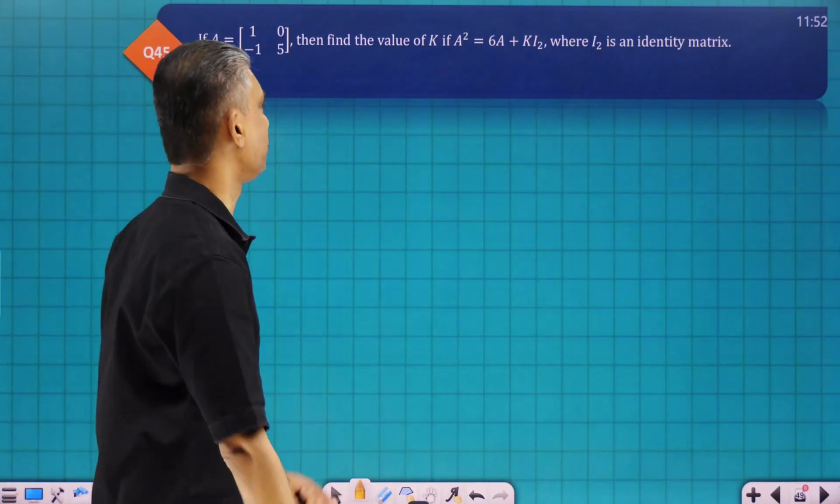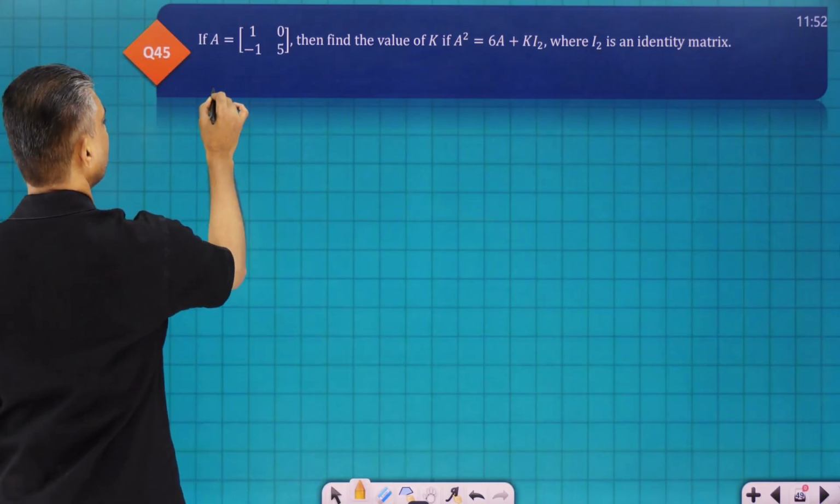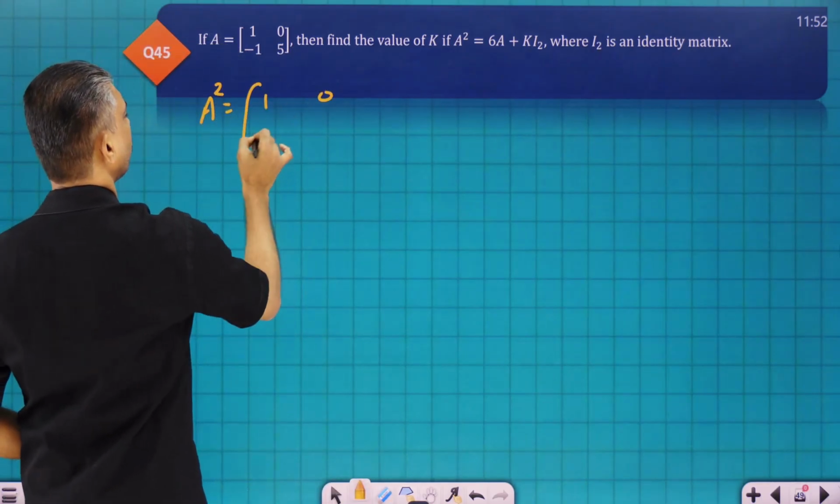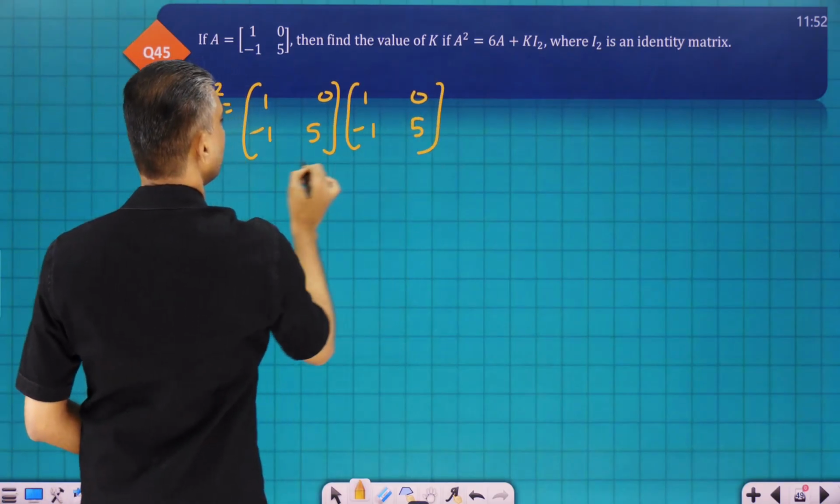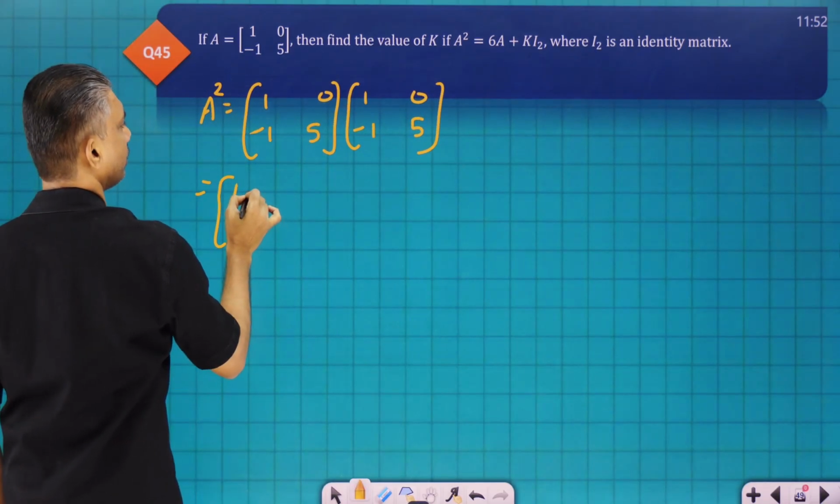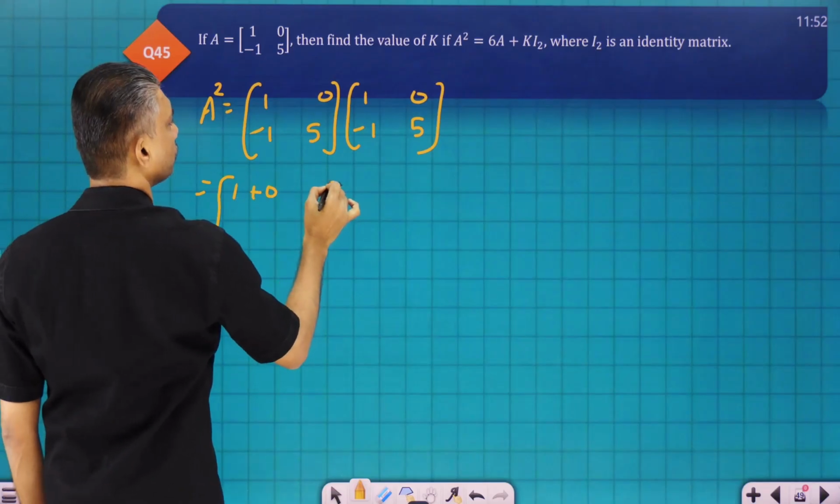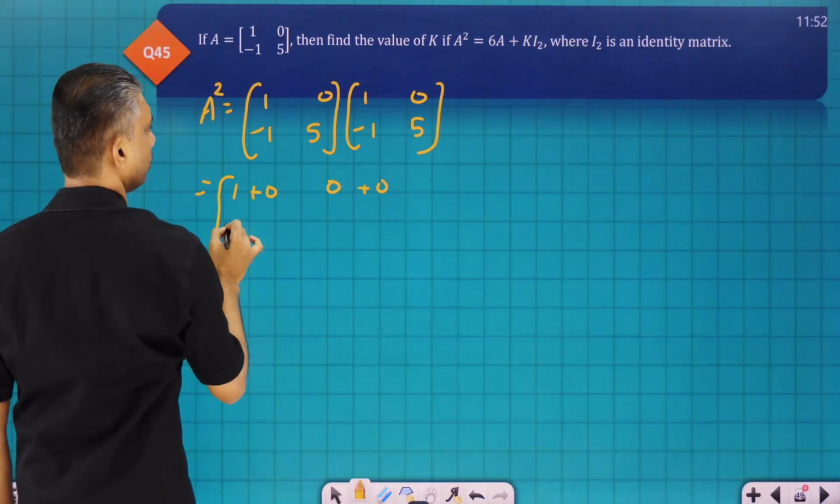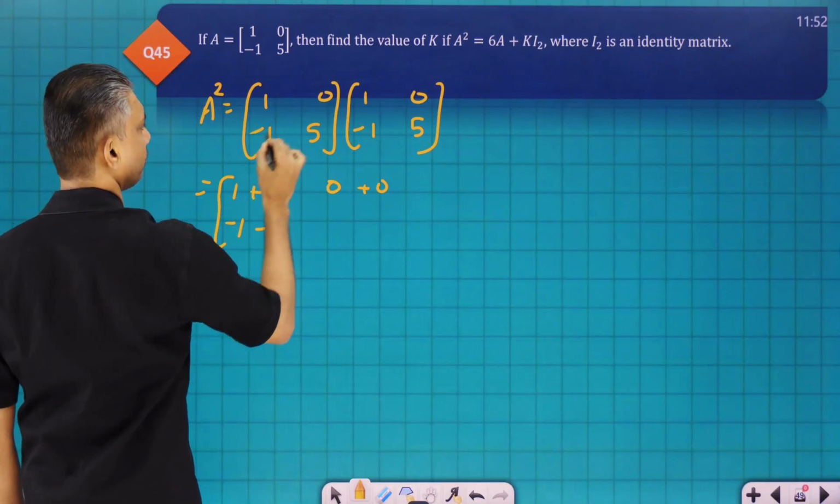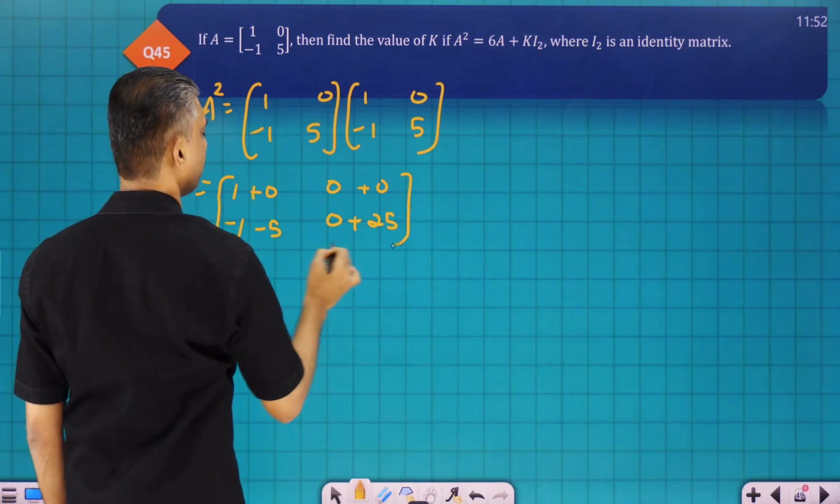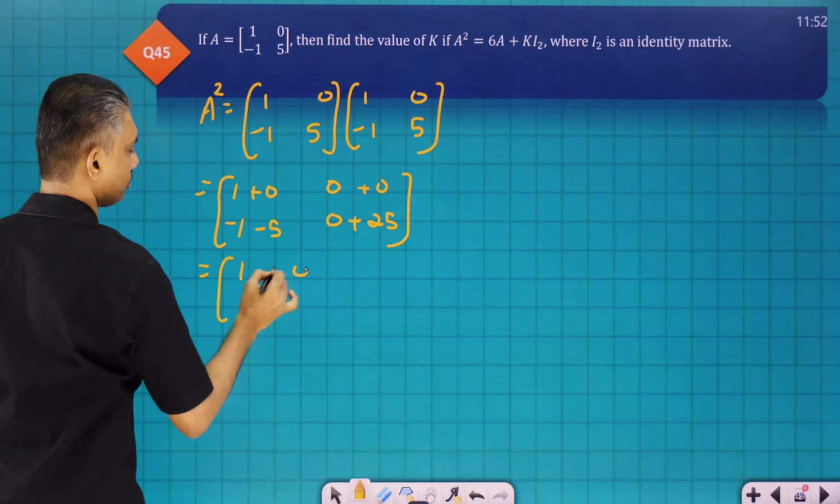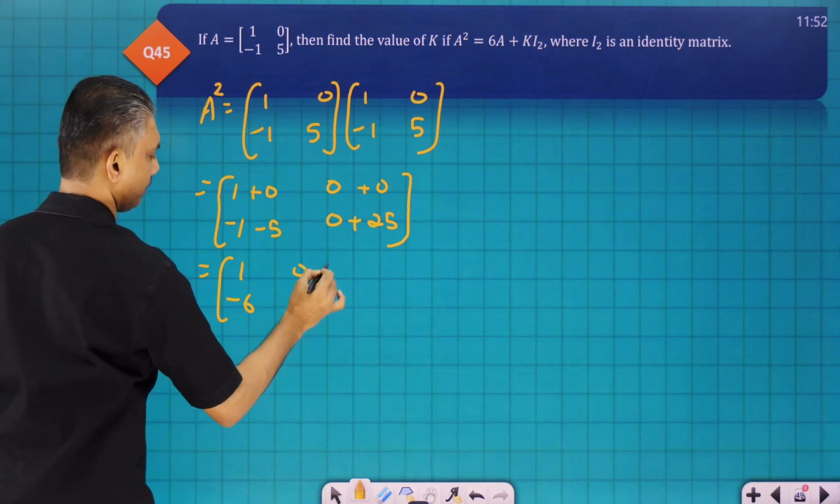Then fine, this is a very simple question. See, A square equal to [1, 0; -1, 5] into [1, 0; -1, 5]. That's equal to [1 plus 0, 0 plus 0; minus 1 minus 5, 0 plus 25]. That's equal to [1, 0; -6, 25].